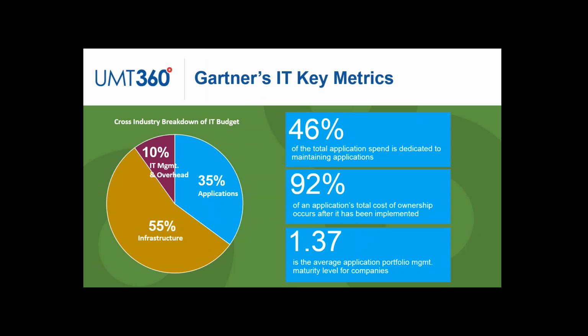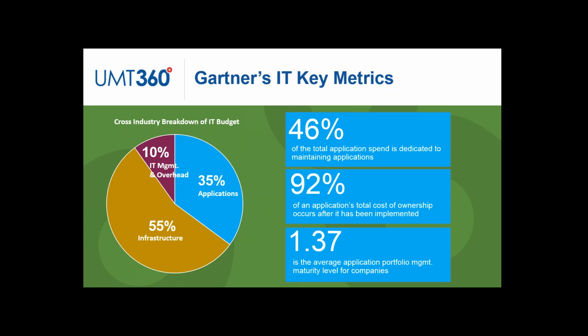Here are some metrics from one of Gartner's IT key metrics reports. First, on the left-hand side, the pie chart breaks down, across industry average, how IT budgets are spent, with 55% of the budget on average being dedicated to maintaining and running the infrastructure side of the house, 35% of the budget dedicated to managing and running the application portfolio, with 10% dedicated to ongoing IT management and overhead costs, costs of the CIO office, facility costs, and other such costs.